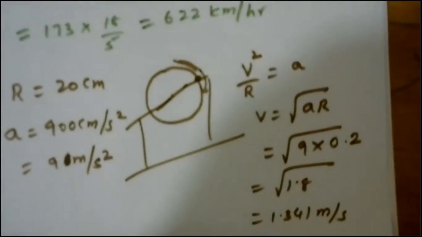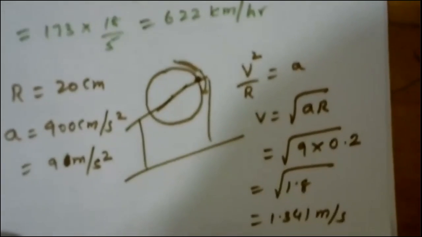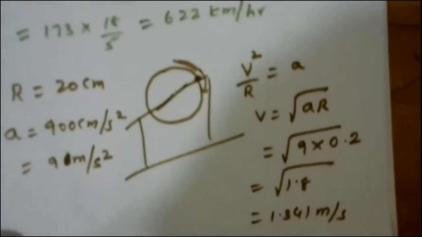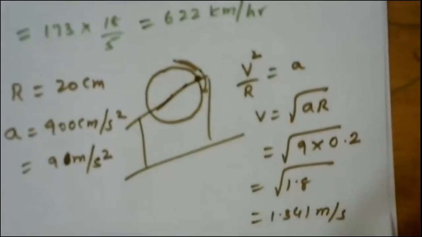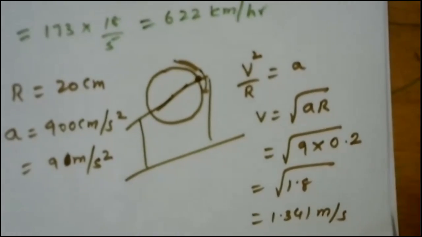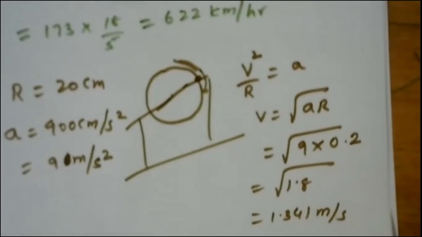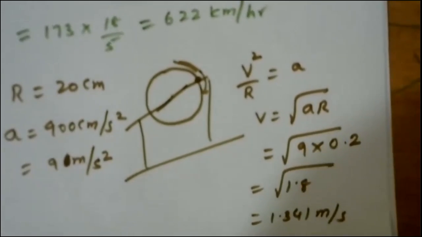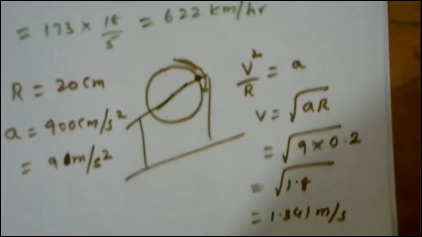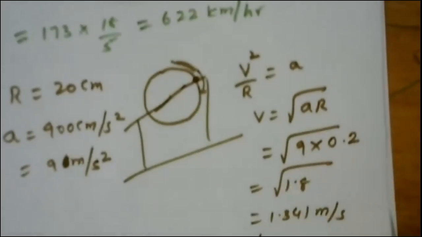So you can also convert the speed in terms of kilometer per hour as 1.341 into 18 by 5. So what's the value multiplied by 18 divided by 5? Okay, which comes out to be around 4.83 kilometer per hour. Wow, this is really less. That's fine. So this is the speed at which a wheel is now rolling across, right?